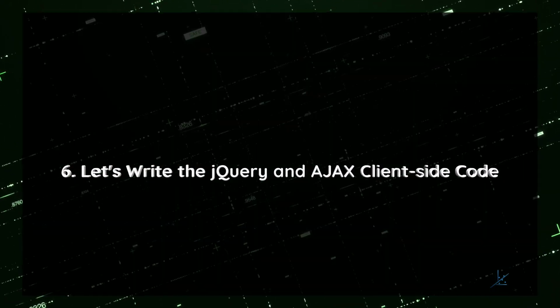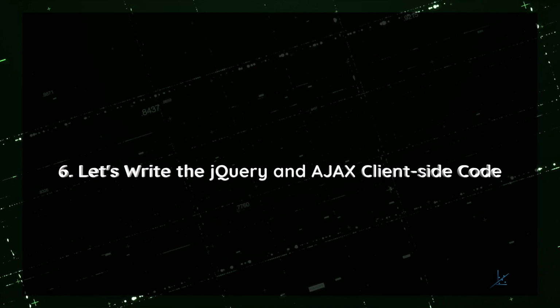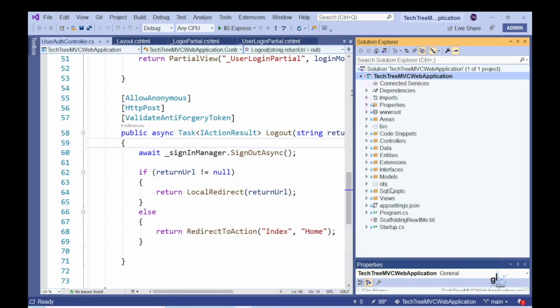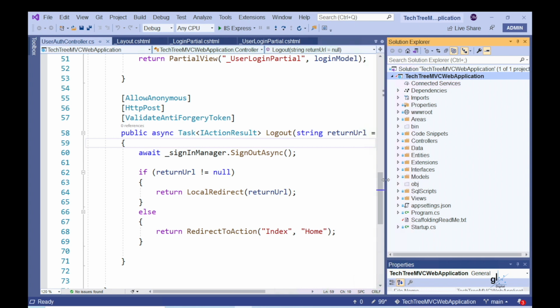Let's write the jQuery and AJAX client-side code. So let's write the client-side code to asynchronously submit data entered by the user into the login form to our server-side login action method that we included in our UserAuthController class. Our server-side code will either log the user into the system or deny the user's login attempt, based on the credentials submitted by the user through our login form.